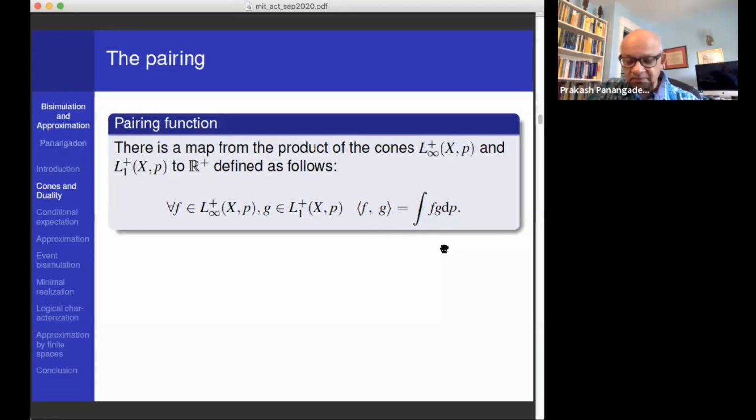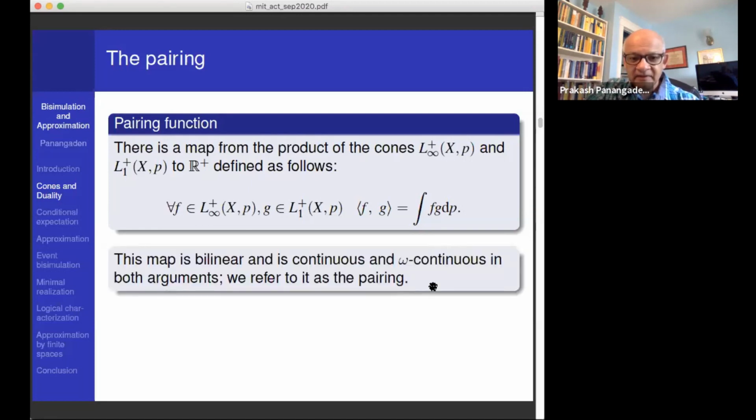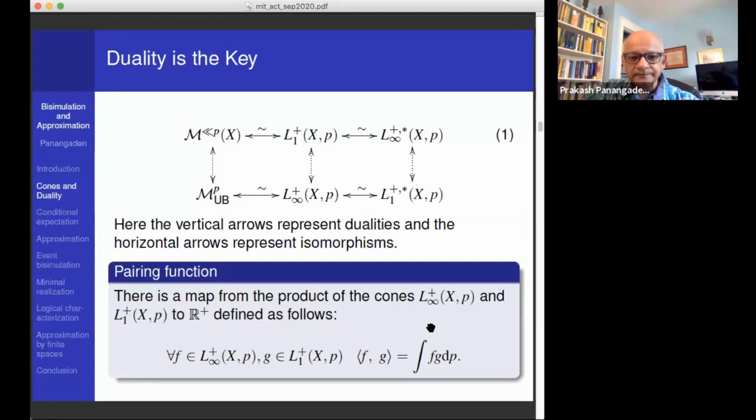So this is, of course, bilinear, but it's also continuous and, in fact, omega continuous in both arguments. These two words may be a bit confusing. Continuous means with respect to the norm topology, but omega continuous means what computer scientists like to call Scott continuous. That means it preserves sups of directed sets. Okay, so we'll refer to this map as the pairing.